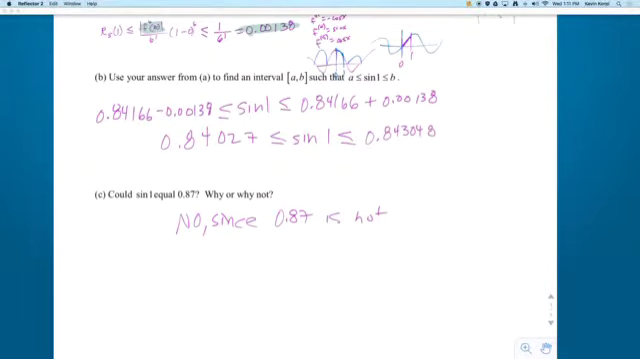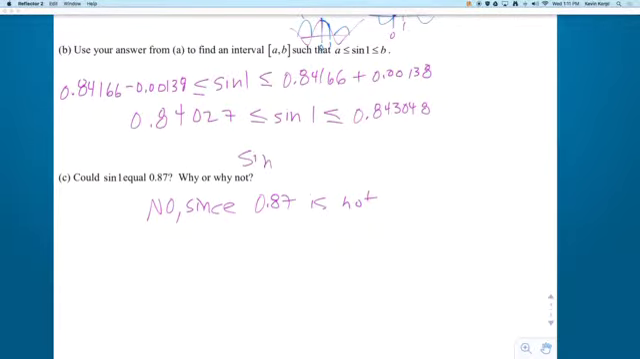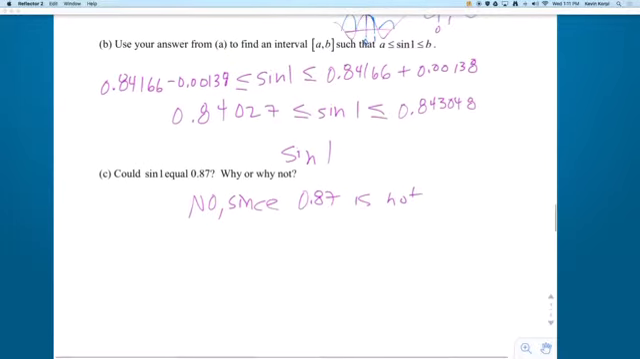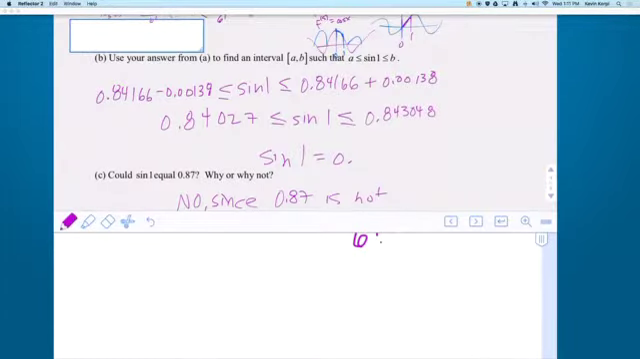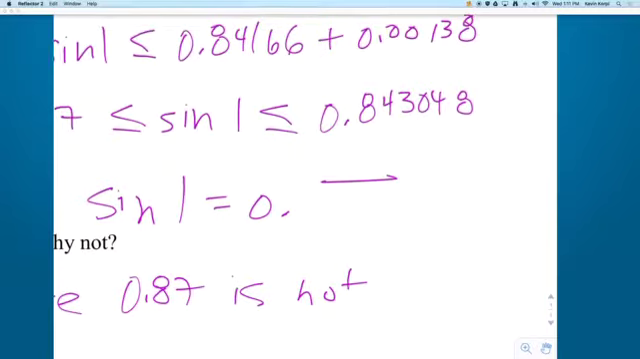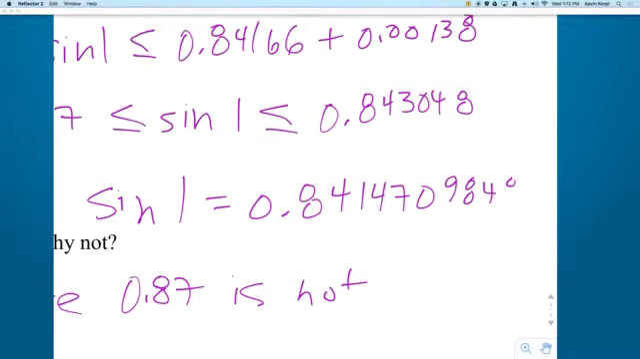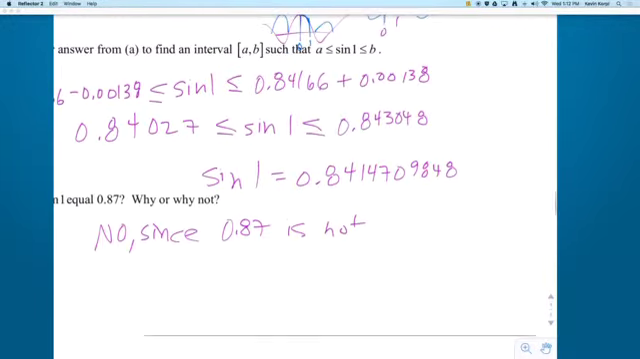Could it equal, I'll make up another question, we'll call it part D, could it equal 0.842? Yes, it could, because that is in the interval. So for what it's worth, let's figure out what sine actually is. Make sure you're in radian mode. Type in sine of 1, and we have this luxury now. Sine of 1 is actually equal to 0.841409848.